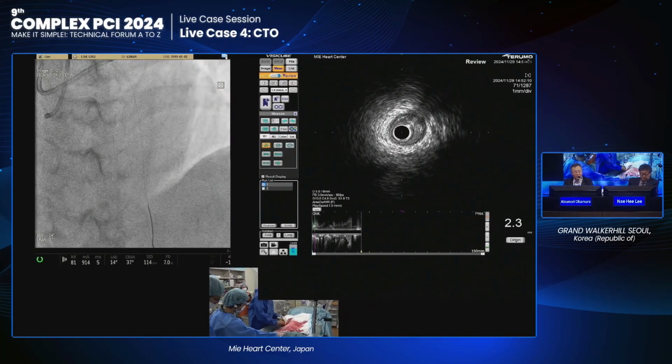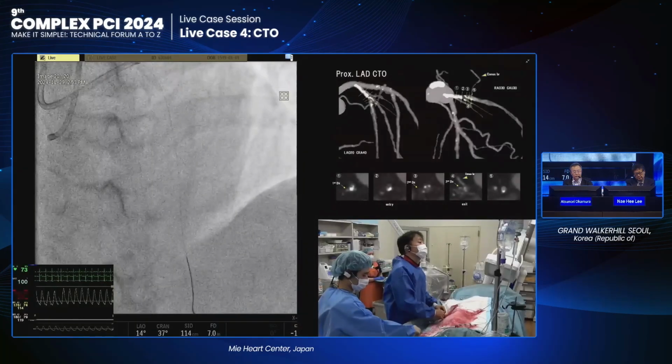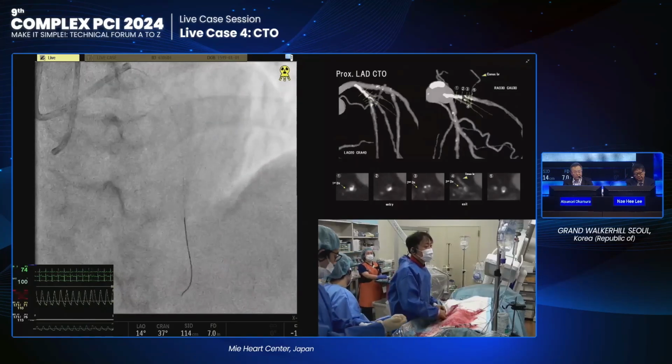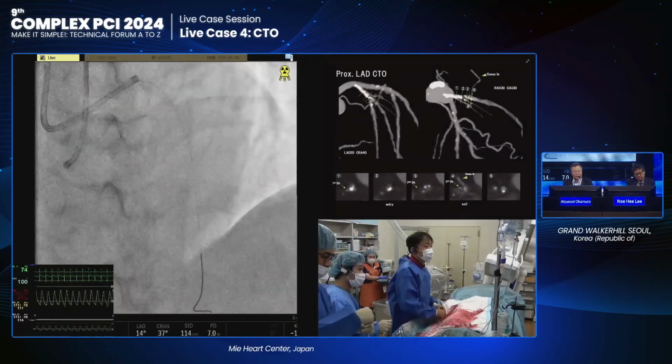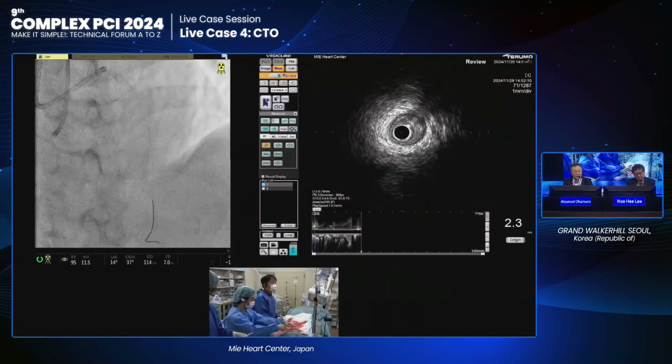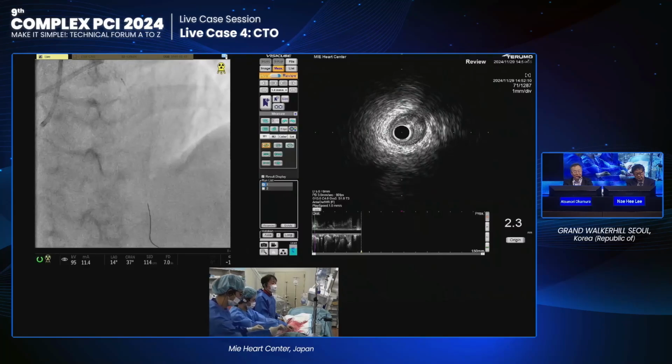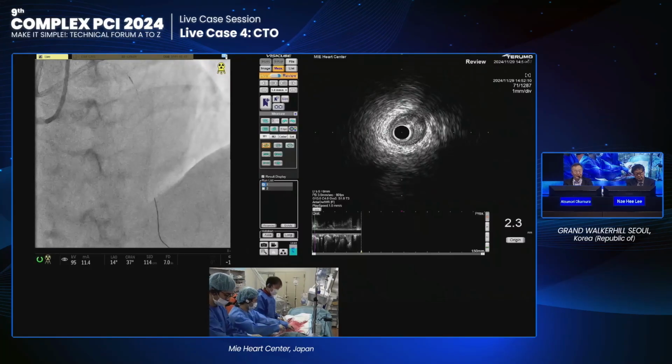So, Dr. Nasu, is this a 7 French guide or 8 French? This is just 7 French. Today I use a bilateral radial approach. Oh, so that's why it is 7 French. Maybe that's why you selected the Kanibal, because the Kanibal in 7 French has enough space.